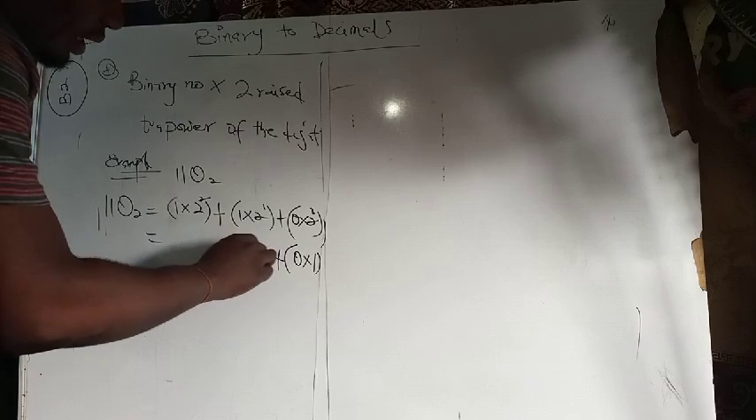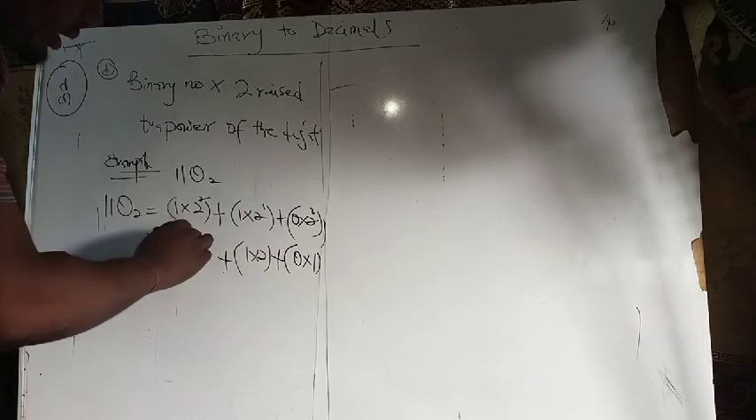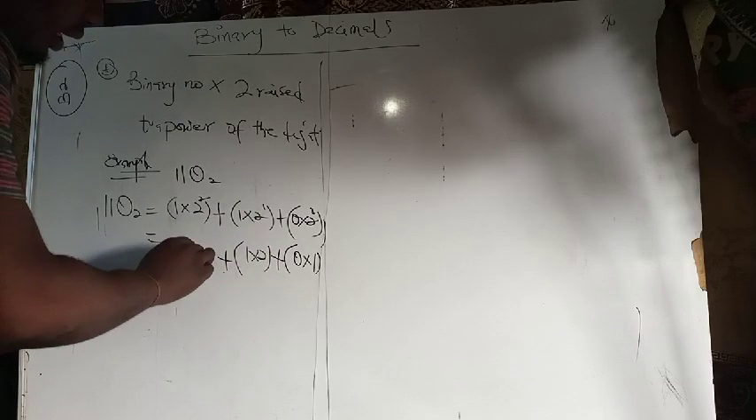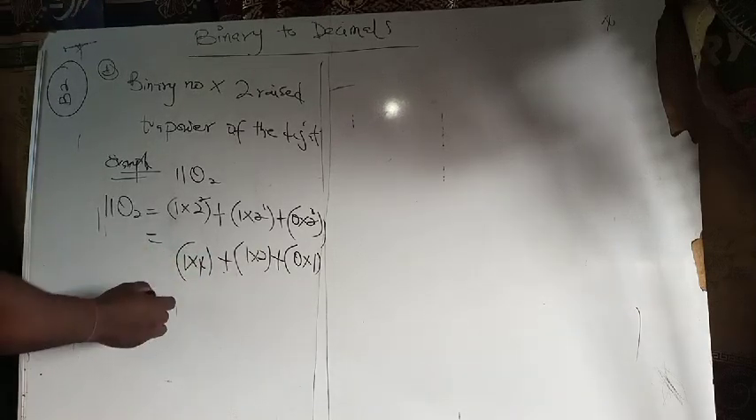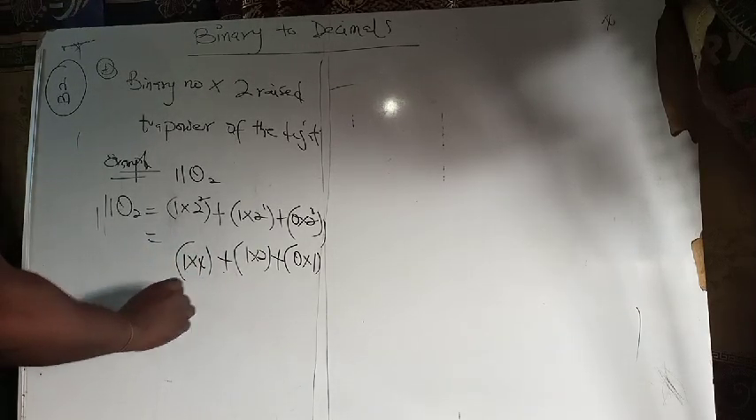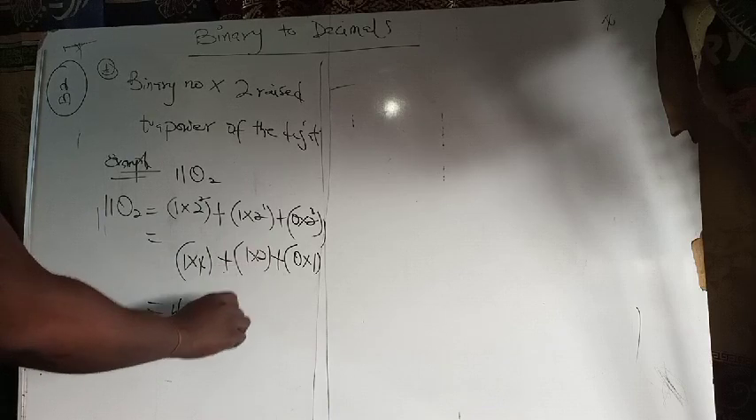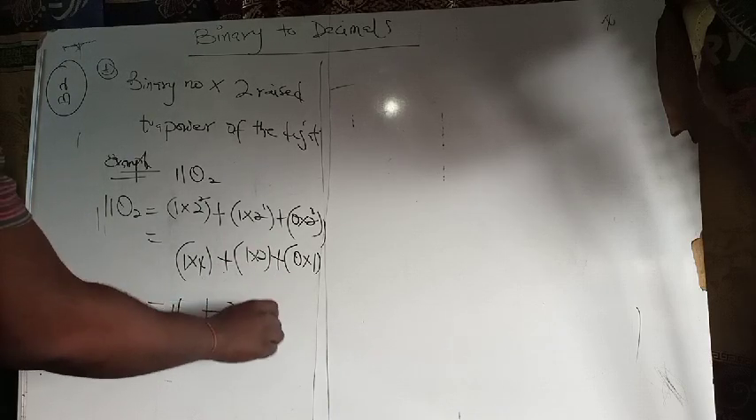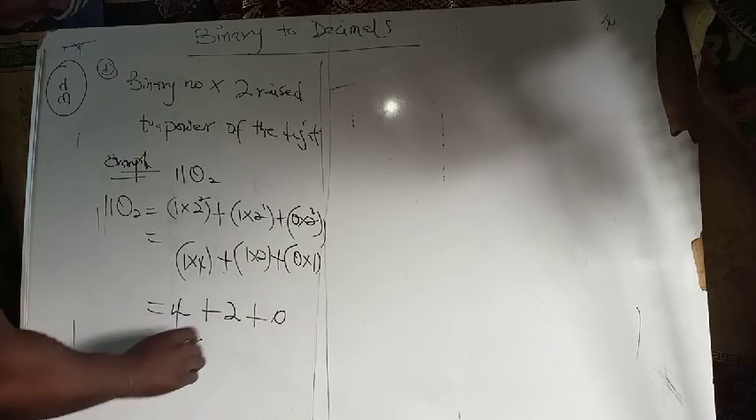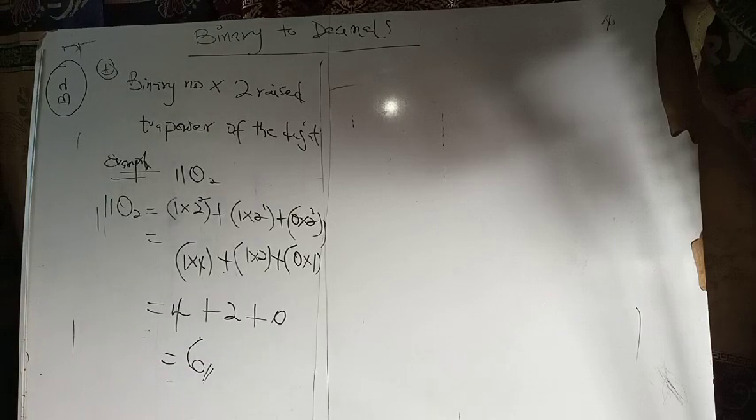So I have my 1 times 2 over here plus my 1 times 4 here. So 1 times 4 is 4, plus 1 times 2 is 2, plus 0 times 1 is 0. So I have 6 here.